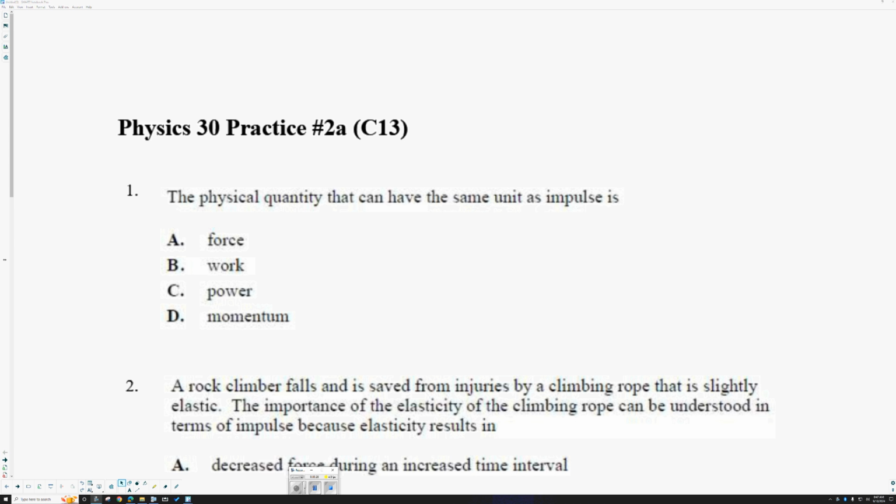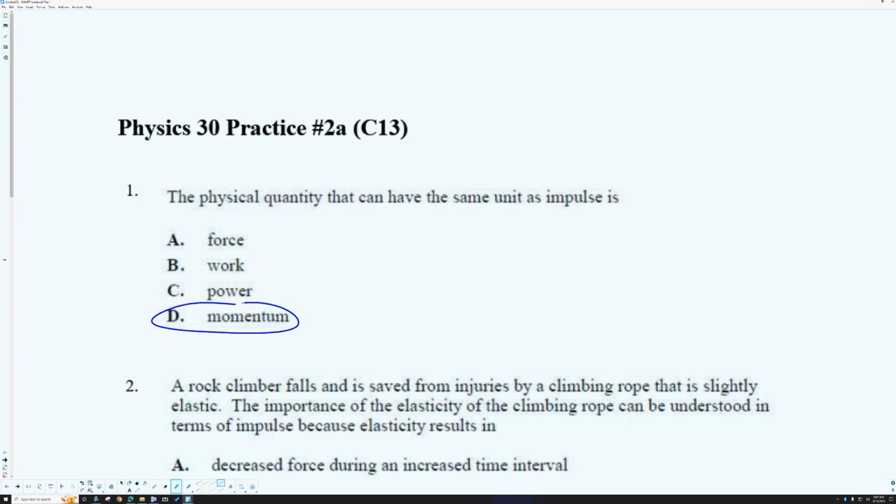What is the answer to question number 1? What has the same units as impulse? Yeah, it's going to be momentum, because the way we define impulse is the change in momentum. A change in momentum is going to have the same units as momentum.